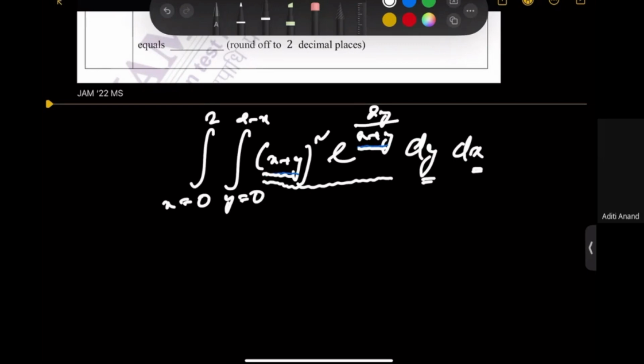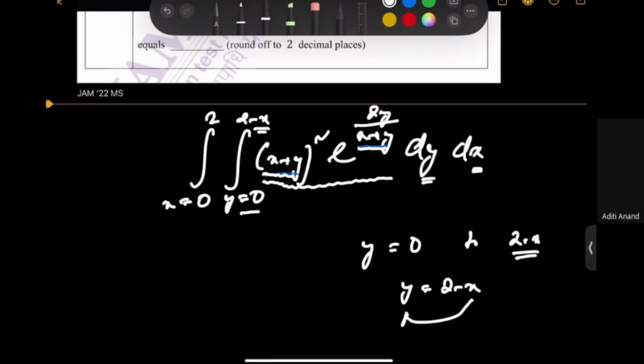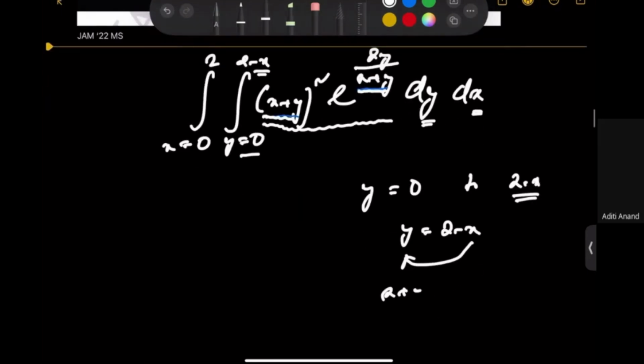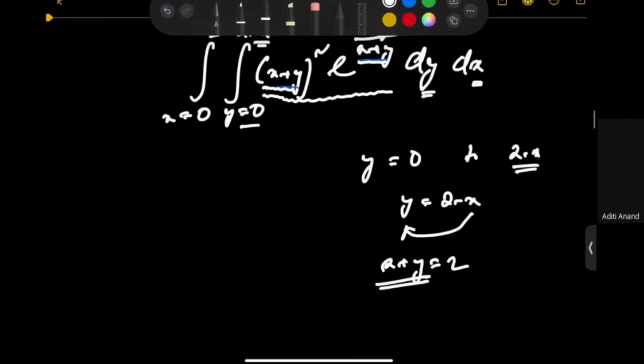The other clue here is, if you look at the limits, y goes from 0 up to 2 minus x, right? So the upper limit is y equal to 2 minus x. If you bring x to this side, it will be something like x plus y equal to 2. So if you change the variable, like someone said, into some other variable like u or t, I'll just call it u, then this will precisely give you the limit for the new variable.